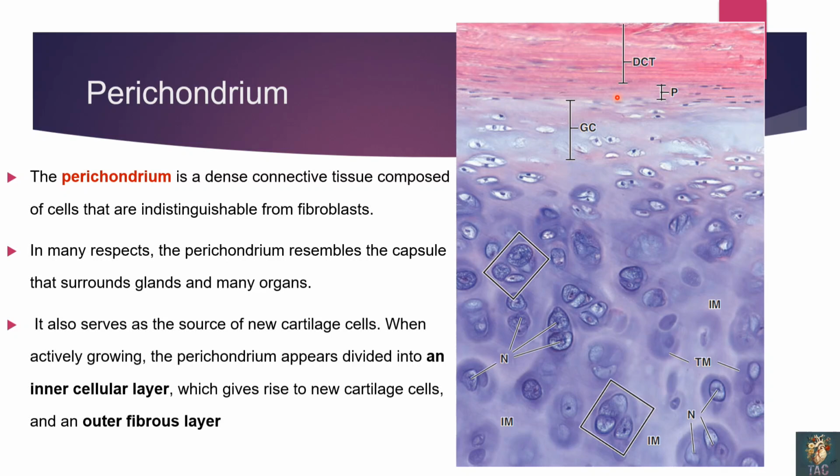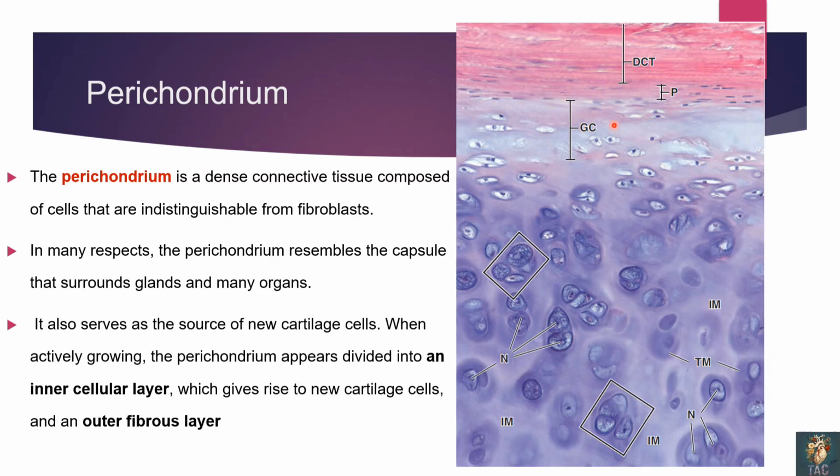This pericardium is divided into two layers. The outer layer is the fibrous connective tissue and the inner cellular layer gives rise to the new cartilage cells. So in this area you can see smaller cells which resemble the fibroblast. These are present over here in this inner cellular layer, and these cells are actually the chondrocytes which are present over here, and they have the capability to regrow.